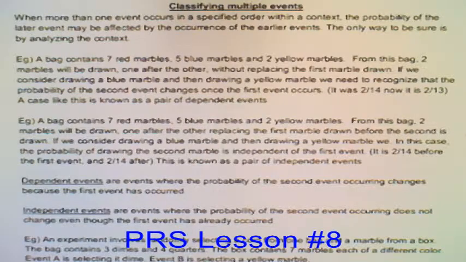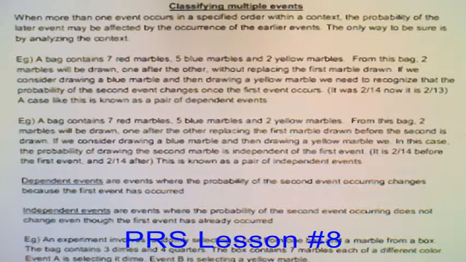So if I don't realize that, to begin with, it was 2/14ths to choose that yellow marble. But after I picked a marble, because I didn't put it back, it's now 2/13ths. The probability has changed, and this is what we're talking about.